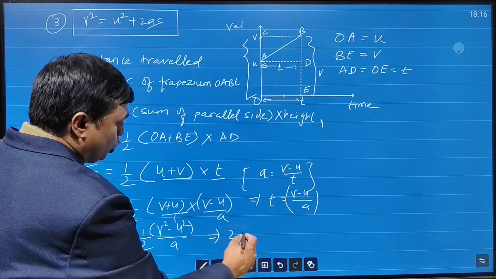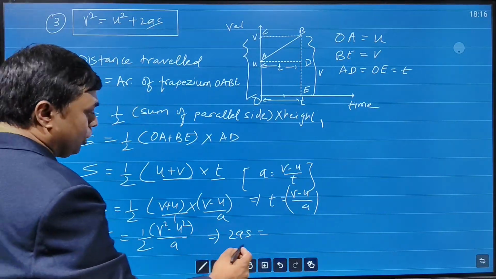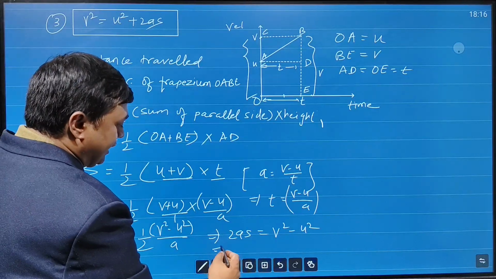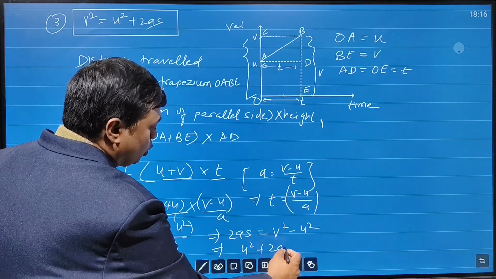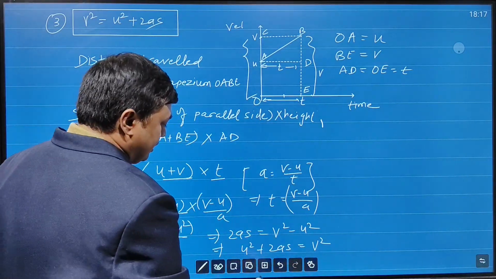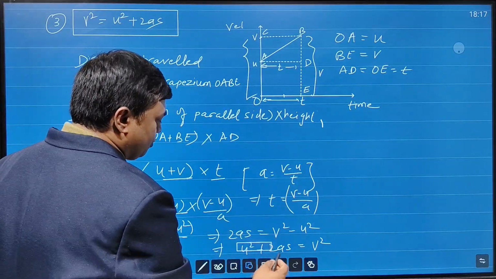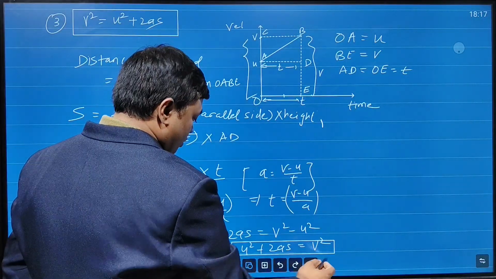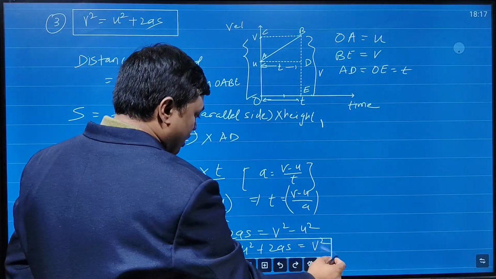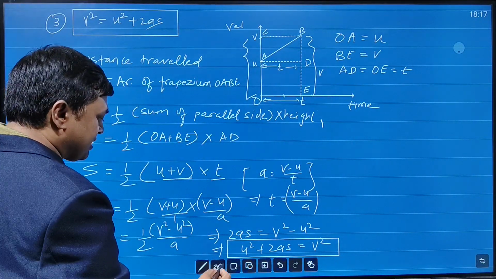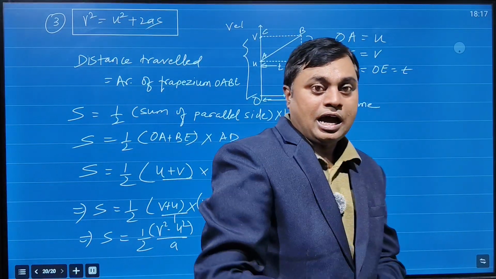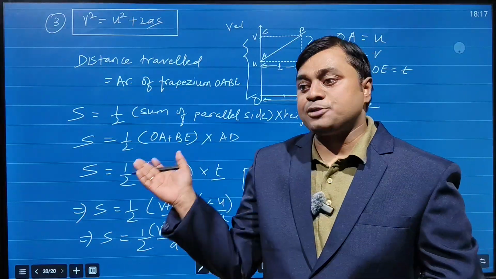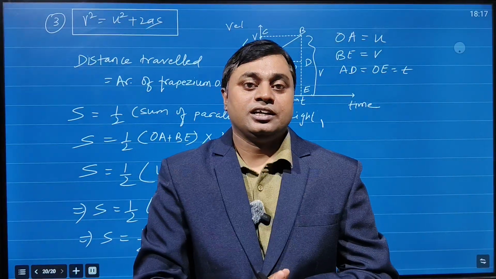Now cross multiply, 2A into S. So 2AS is equal to V square minus U square. U square we move to the left hand side. So we can write U square plus 2AS is equal to V square. This is the third equation of motion. What is the third equation? V square is equal to U square plus 2AS. I hope you understood this derivation. Please practice the derivation once. Thank you.